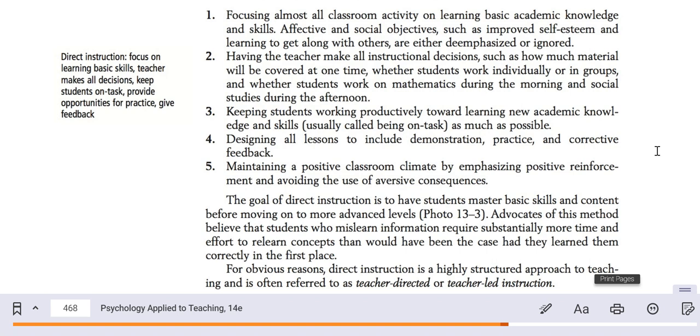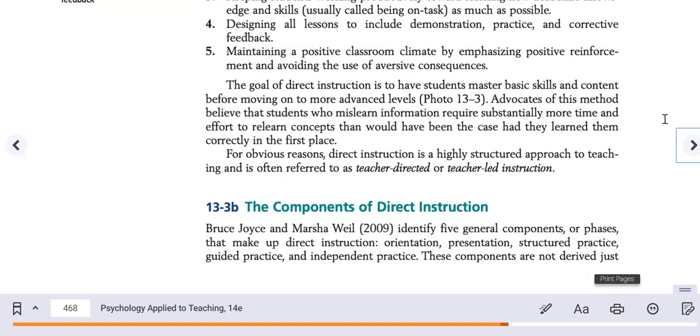Designing all lessons to include demonstration, practice, and corrective feedback. Maintaining a positive classroom climate by emphasizing positive reinforcement and avoiding the use of aversive consequences. The goal of direct instruction is to have students master basic skills and content before moving on to more advanced levels. Advocates of this method believe that students who mislearn information require substantially more time and effort to relearn concepts than would have been the case had they learned them correctly in the first place.